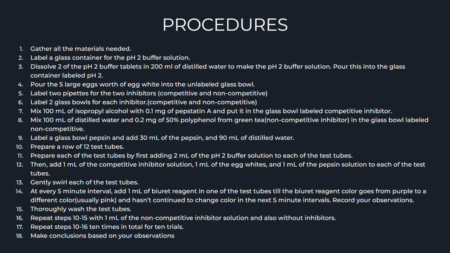At every 5-minute interval, add 1 ml of Biuret reagent in one of the test tubes till the Biuret reagent color goes from purple to another color, usually pink, and hasn't continued to change color in the next 5-minute intervals. Record your observations. Step 15. Thoroughly wash the test tubes. Step 16. Repeat steps 10 to 15 with 1 ml of non-competitive inhibitor solution and also without inhibitors. Step 17. Repeat steps 10 to 16 10 times in total for 10 trials. Step 18. Make conclusions based on your observations.